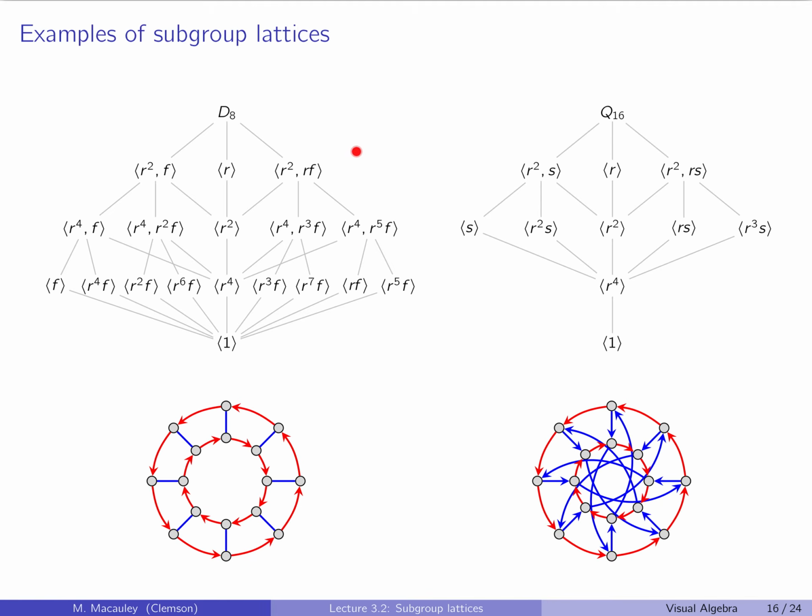Here is the dihedral group and the generalized quaternion group Q16. What do you notice here? So whereas for the semidihedral group we were missing this lower right half, well, for the generalized quaternion group, we're missing both bottom halves.